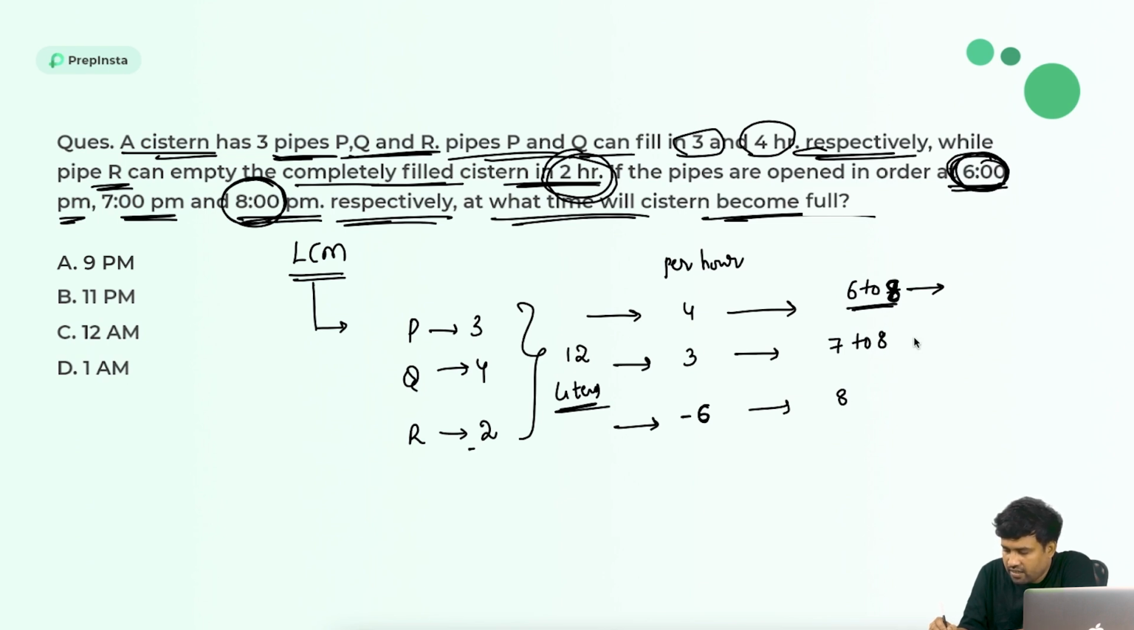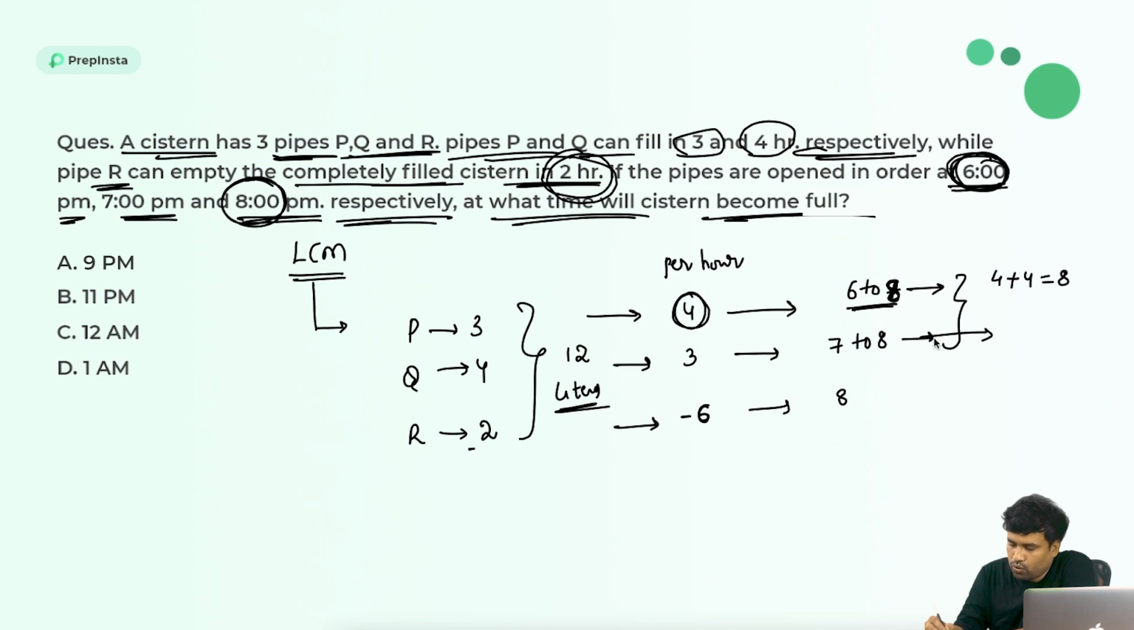is started at 8. So what is the work already completed by these 2 taps? For 1 hour it is 4 liters. 6 to 8, 2 hours, right? So 2 hours means another 4 liters. So total 8 liters done.